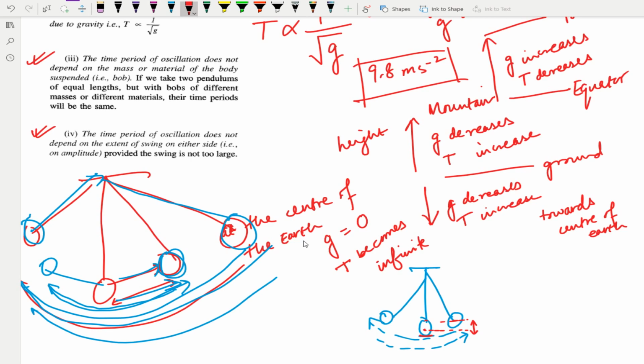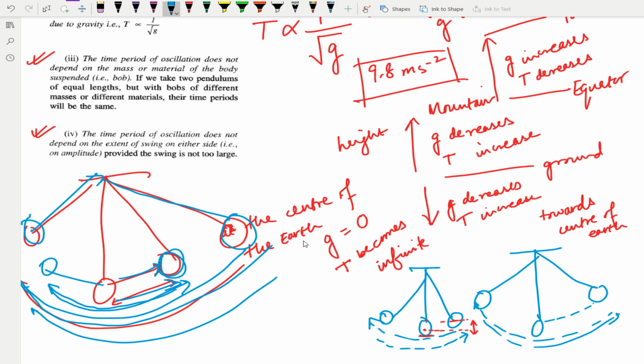Now what happens if you take it to a large extent? Take it from here, suppose you take it to this end and then release. Now if you release, it will move from this end to this end and then come back over here. Now still taking the same time. Why? Because when you do this, the distance from the mean position till the extreme position increases, the height increases. Now if the height increases, the force acting on the bob which is pulling it towards the center increases.